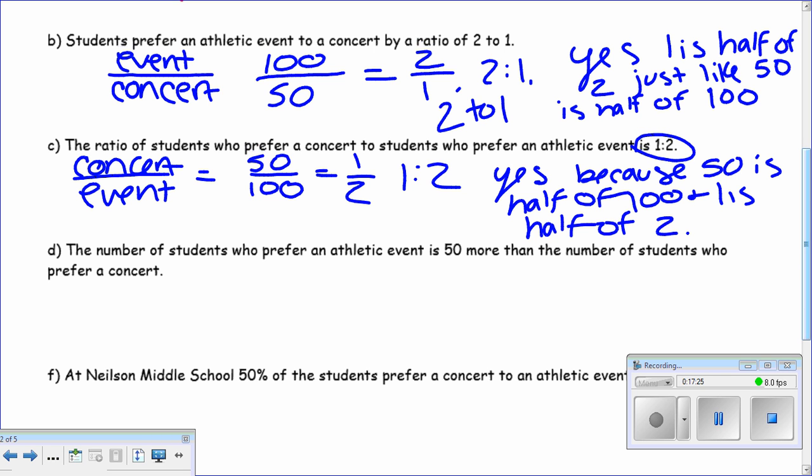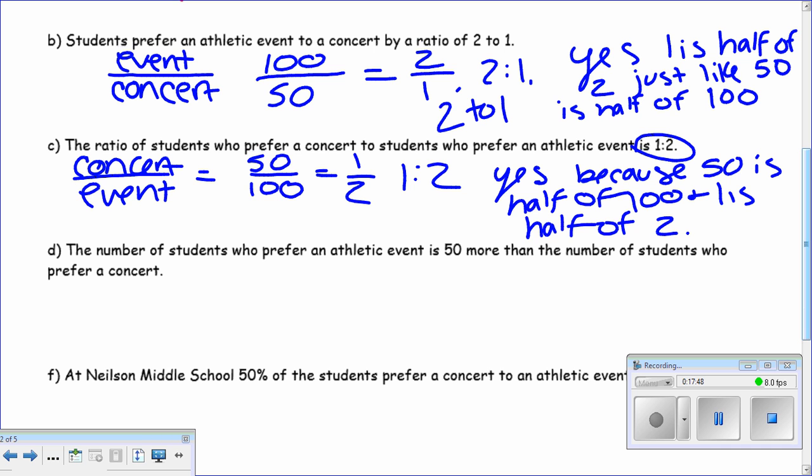For D, the number of students who prefer an athletic event is 50 more than the students who prefer a concert. What? So is it true? It says the athletic event is 50 more than the students who prefer a concert.